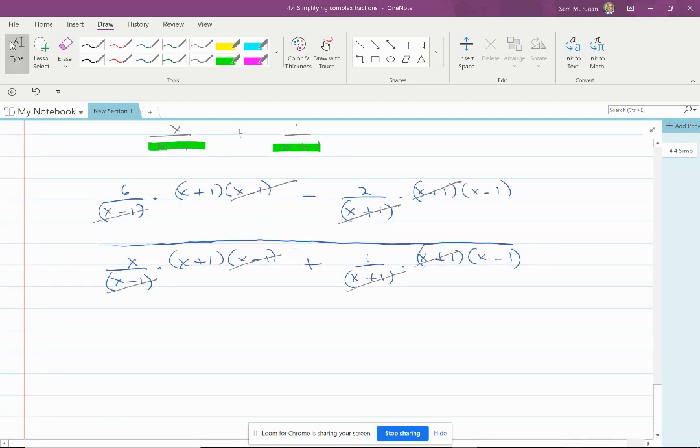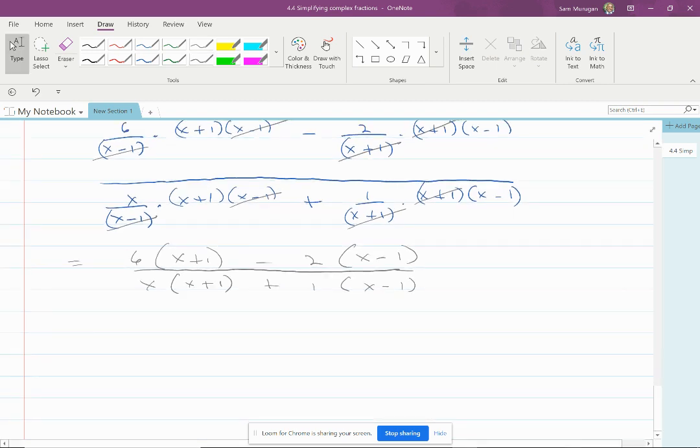So at this point, we're going to be really careful. So I'm going to write back what we have left here. This is 6 times x plus 1 minus 2 times x minus 1, over x times x plus 1 plus 1 times x minus 1. Now we want to go ahead and see how best we can simplify this.